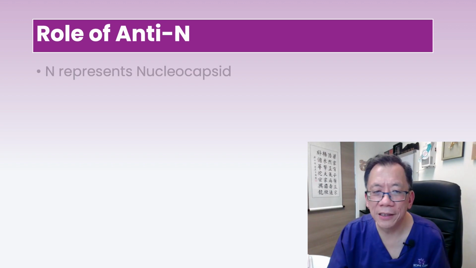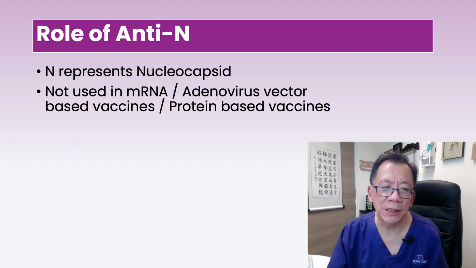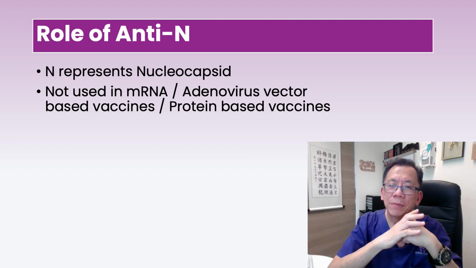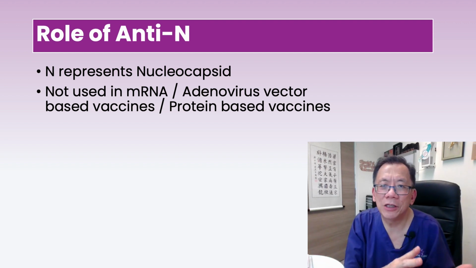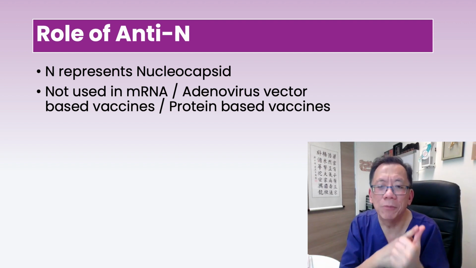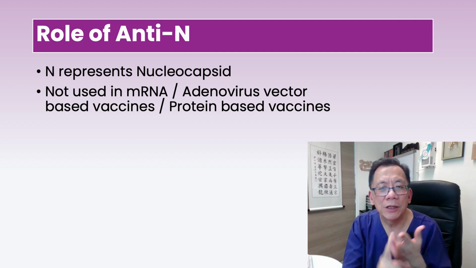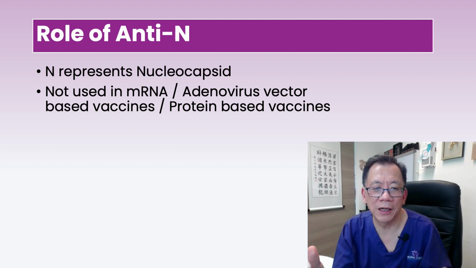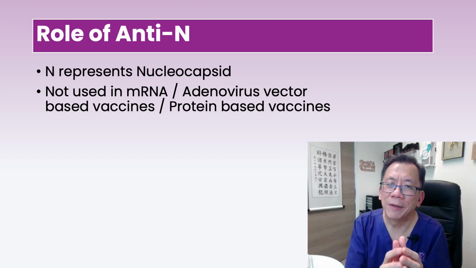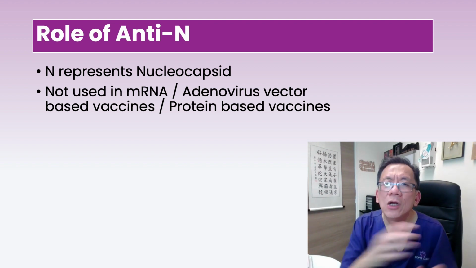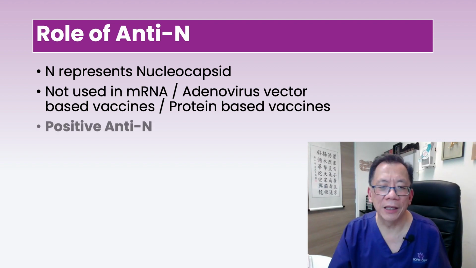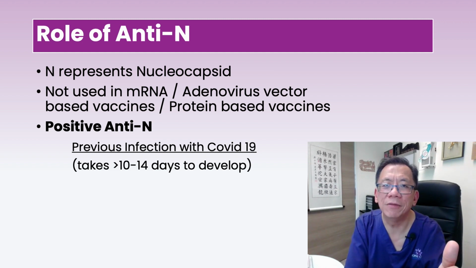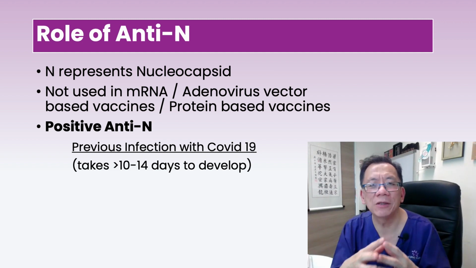Next, what is anti-N? N represents nucleocapsid. If you have anti-N, it means you have antibody against the nucleocapsid. But most of the vaccines that are used, especially in the Western world, like the mRNA of Pfizer and Moderna, the J&J as well as AstraZeneca adenovirus vector vaccines, or some of the protein-based vaccines like Novavax, for example, they don't use the nucleocapsid. So if you are vaccinated with these, you do not produce antibodies against the nucleocapsid. So they don't have a positive anti-N. If you do have a positive anti-N result, it suggests that you have been infected with COVID-19.